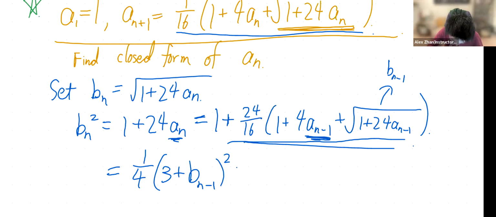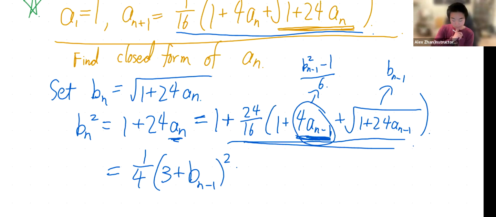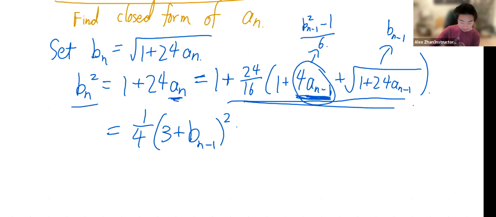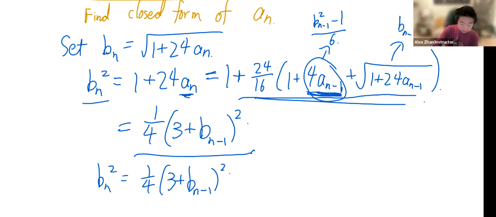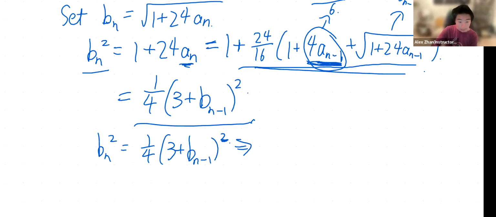Okay, wait, it was because the 4 a_n minus 1, let me just write this one as (b_{n-1} squared minus 1) divided by 6. Okay. So because now we have this expression, b_n squared is equal to 1/4 of (3 plus b_{n-1}) squared. Let me rewrite this. b_n squared equals 1/4 of (3 plus b_{n-1}) squared. And since we noticed that both sides are perfect squares, we can in fact turn it into b_n equals 1/2 of (3 plus b_{n-1}).